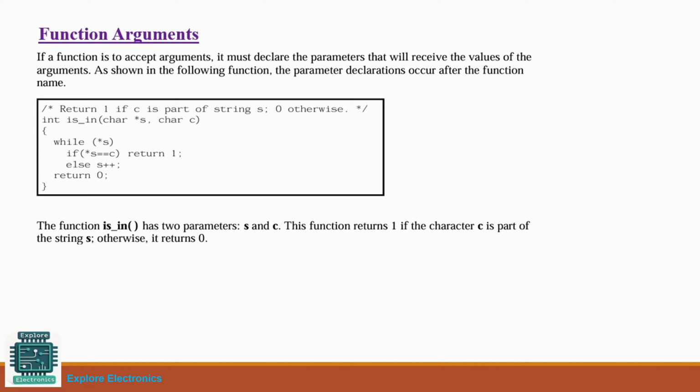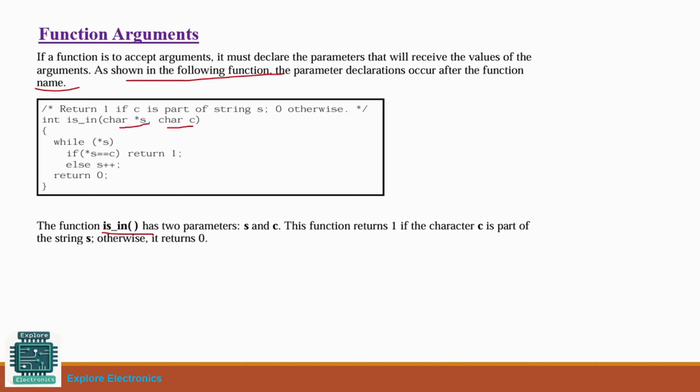Now, if a function is to accept arguments, it must declare the parameters that will receive the value of the arguments. As shown in the following function, the parameter declaration occurs after the function name. Here is a function. Here ifin is the function name and it also has two parameters. One is s and another is c.